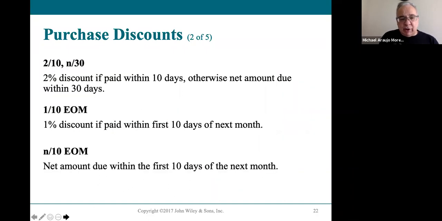And so how would it look? Well, the most common discount period is 2/10 net 30. You can also have a bunch of others such as 1/10 net 30, 2/15 net 45. There's a whole bunch of them, but this is the most common one that's being used in the book. That's the one you'll see the most.